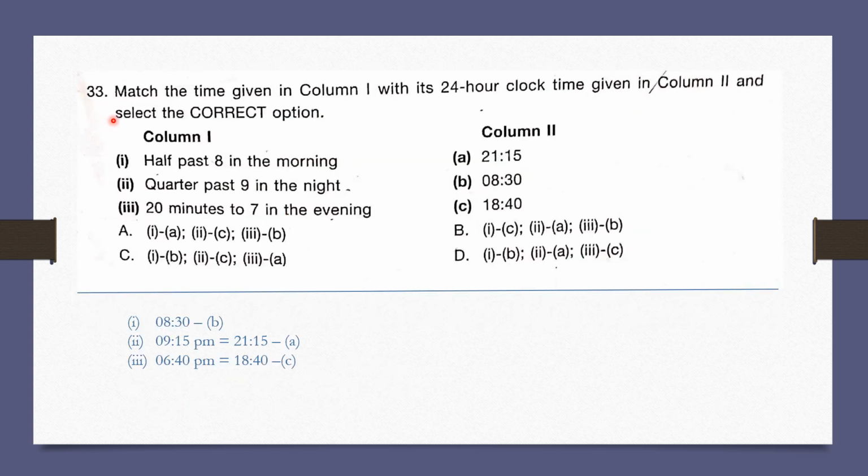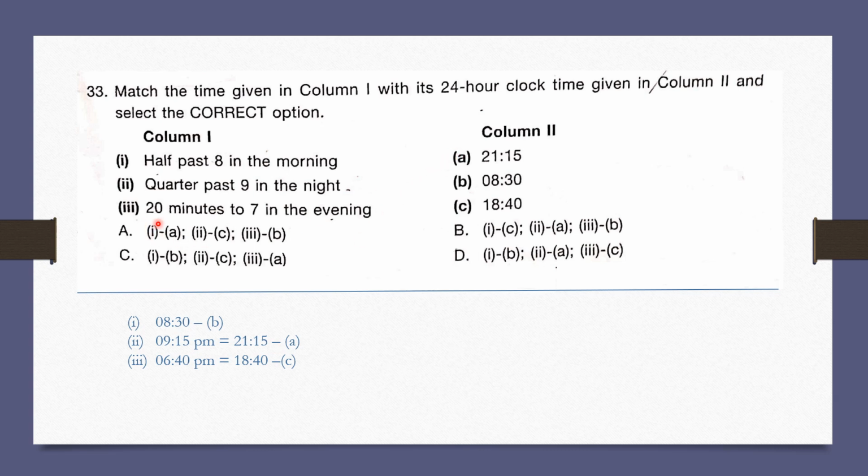Question number 33. Match the time given in column 1 with its 24-hour clock time given in column 2 and select the correct option. In column 1, first is 8:30 in the morning. It's in the morning, so it will remain the same in 24-hour clock, which is B. Second is 9:15 in the night. So it's 9:15 p.m. If we convert it into 24-hour time, it will become 21:15, which is option A.